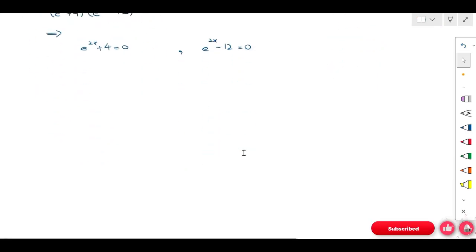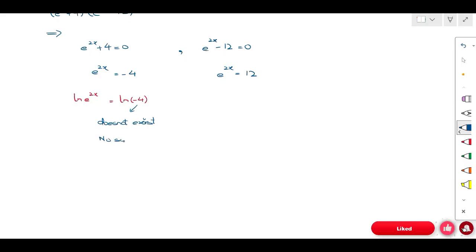Basically we have to solve for x. So here we can say e to the power 2x would be equal to negative 4, and here e to the power 2x is equal to positive 12. Now applying natural log on both sides: natural log of e to the power 2x is equal to natural log of negative 4. Here we can say the natural log of a negative number does not exist. So from here we have no solution.